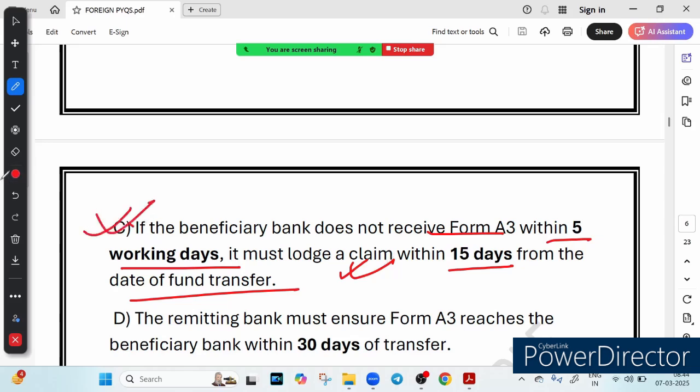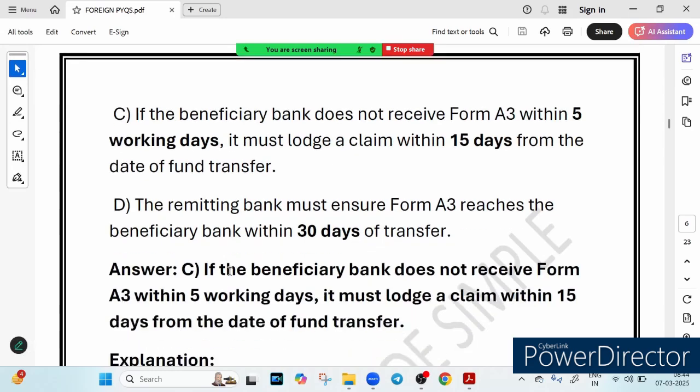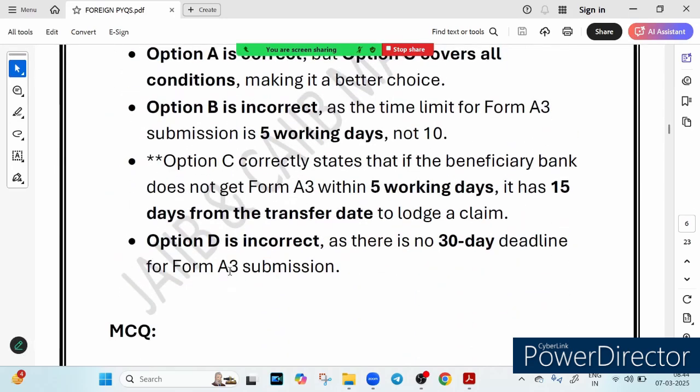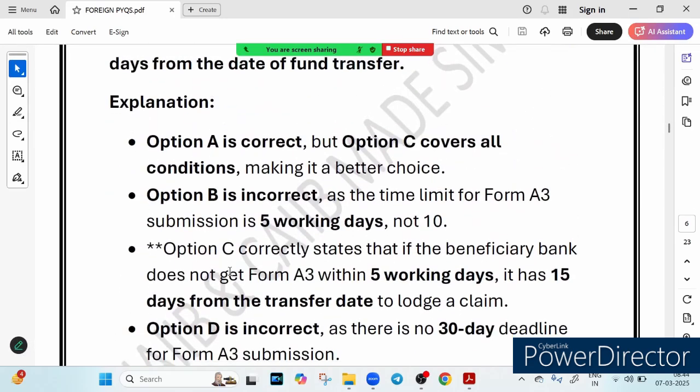So here are some key points to remember. You must remember that the remitting bank, right, must include a remark in the RTGS message about sending Form A3 separately. Form A3 must reach the beneficiary bank within 5 working days or a penalty will apply. And if there is a delay, the beneficiary bank has 15 days from the transfer date to lodge a claim.